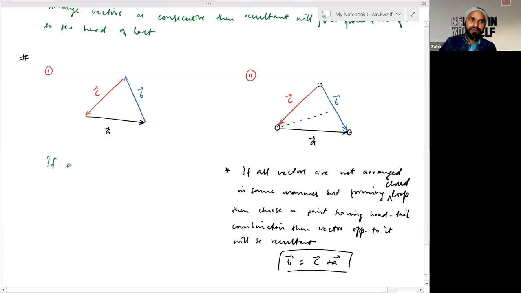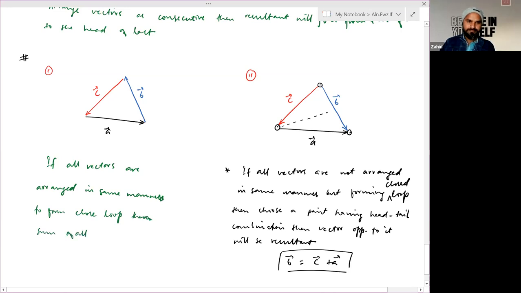So if all vectors are arranged in the same manner to form a closed loop, then the sum of all will be 0. It means A plus B plus C equals 0. I will prove it.